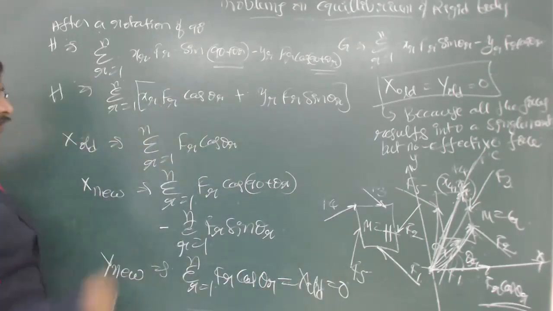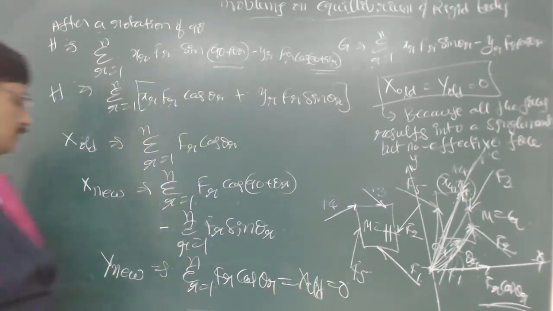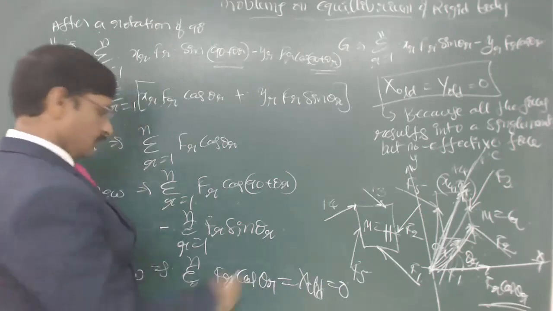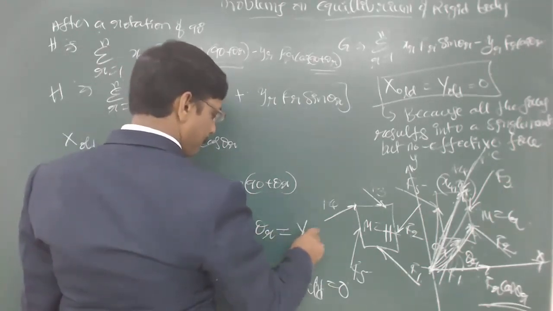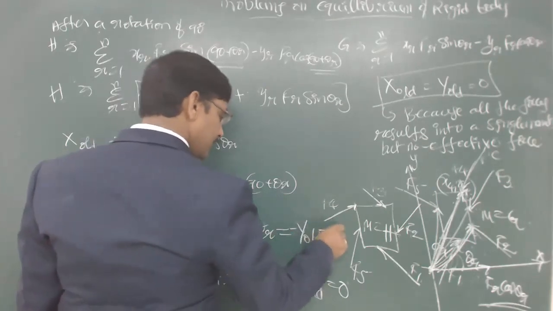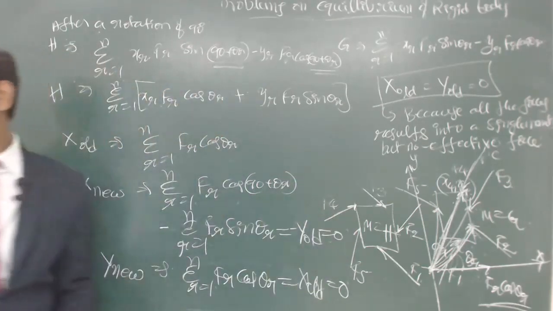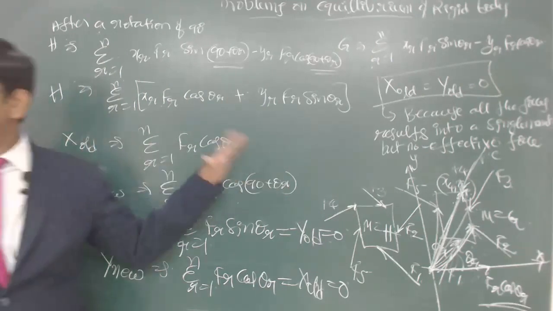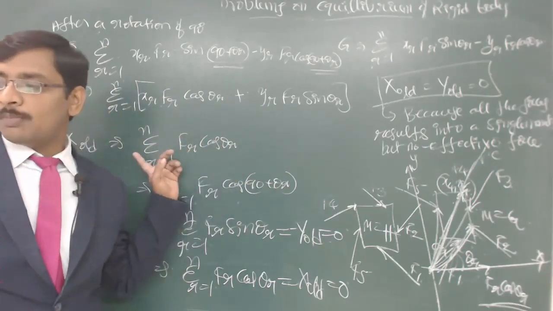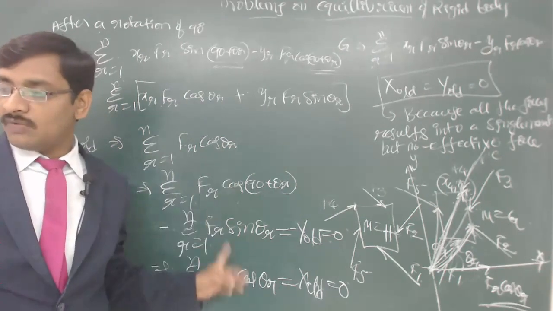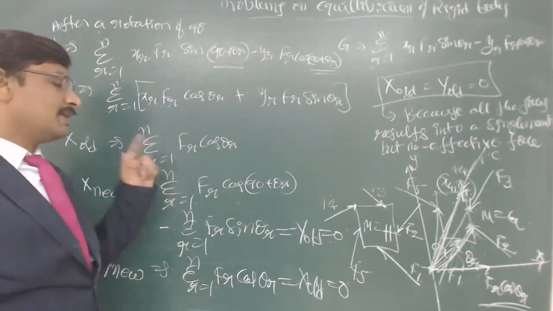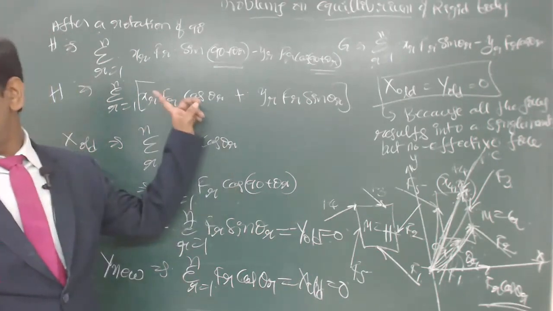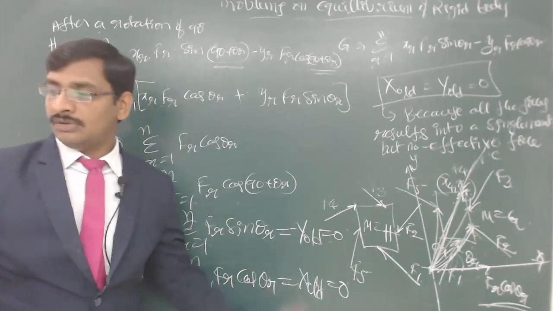And similarly, x new is y old, with a minus sign. This is again equal to 0. Got it? So that means even after the rotation, the resulting components of the force along the x-axis and along the y-axis are both again coming out to be 0. Now it again results into a moment of h, which is equal to this value. So this is also proved.